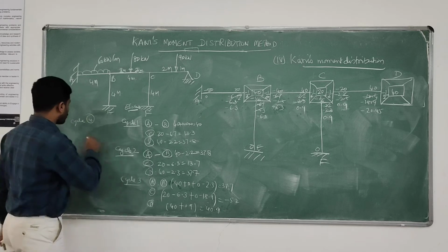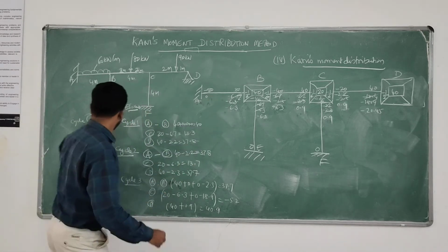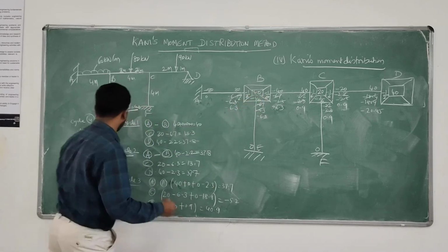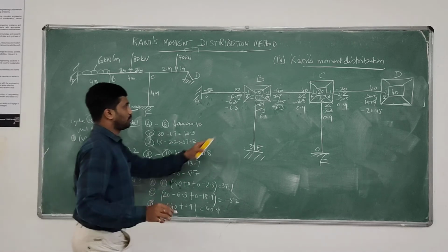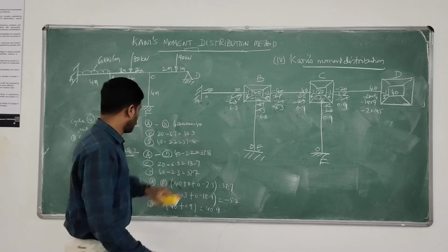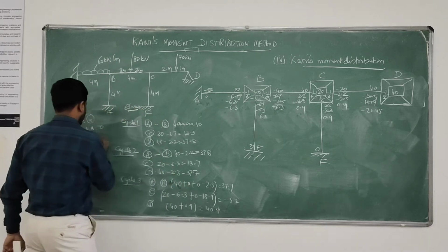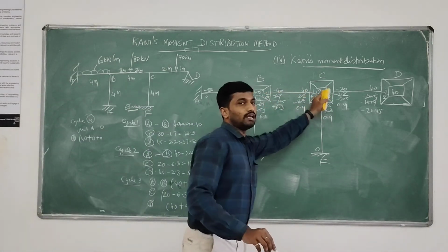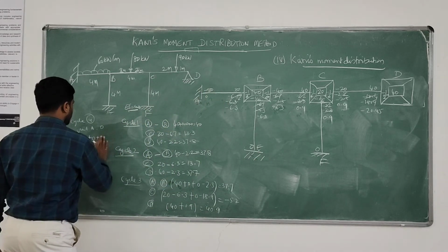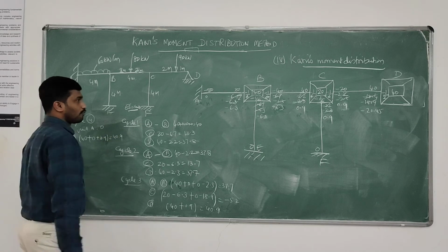So that is cycle 4. At joint A, 0, because of fixity. Come to joint B. At joint B, what is the net FEM? Net FEM is 40. The contribution from the far ends is 0. So 40 plus 0, from this end also 0. But from CB, we have a contribution of 0.9. So we are getting 40.9.